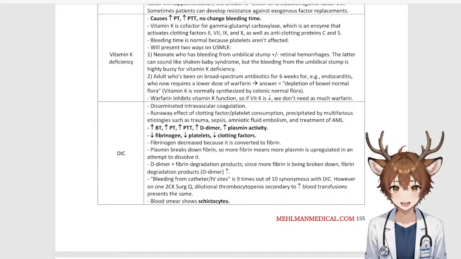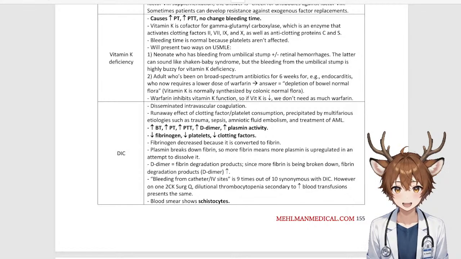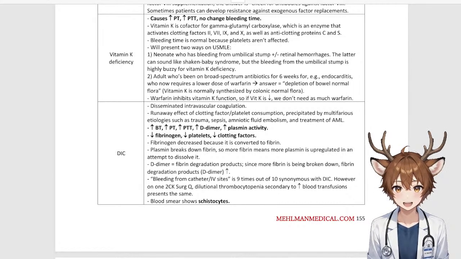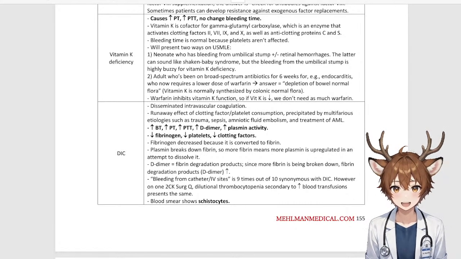We'll present two ways on USMLE. One, the neonate who is bleeding from the umbilical stump plus or minus retinal hemorrhages. The latter can sound like shaken baby syndrome, but the bleeding from the umbilical stump is highly buzzy for vitamin K deficiency.